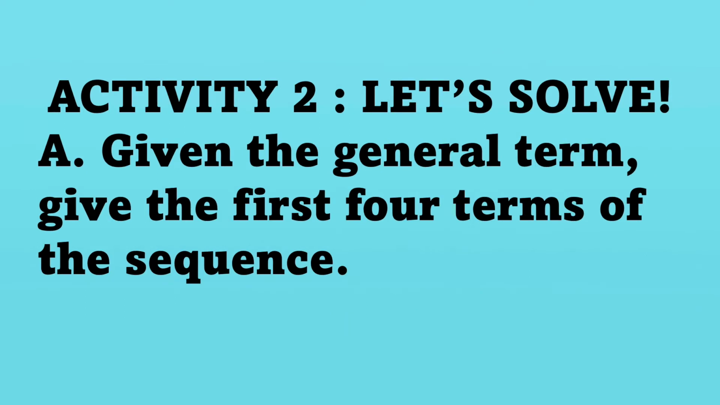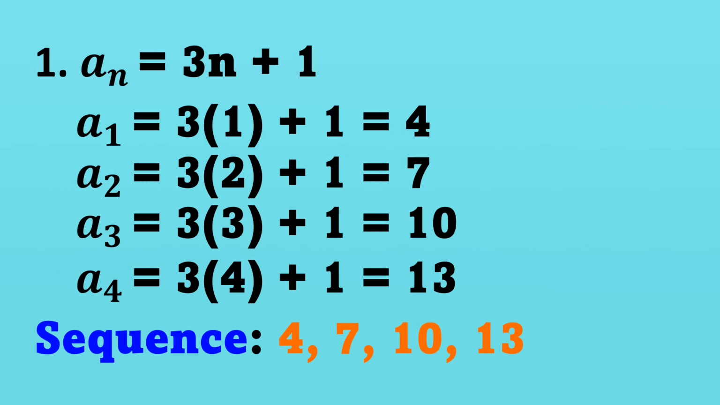Activity 2, let's solve. Letter A. Given the general term, give the first 4 terms of the sequence. Since we are getting the first 4 terms, your n should be substituted by 1, 2, 3, and 4. For number 1, a sub n equals 3n plus 1.